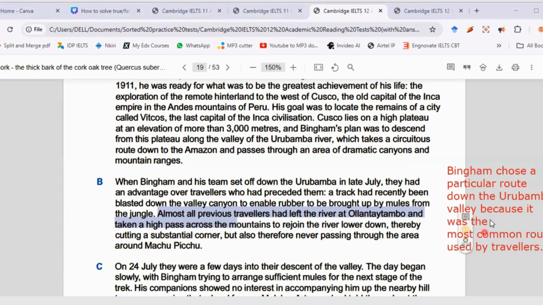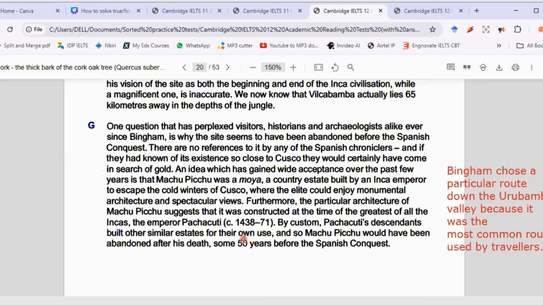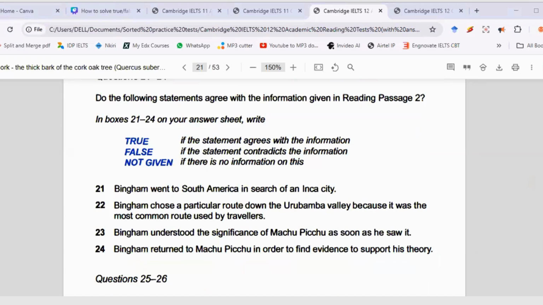He didn't choose it because of that. He chose a different route because probably it was easier. You understand now? This clearly says he had an advantage over travelers because a track had recently been blasted. And then they described that old route. So he did not follow the old route. He followed a different route that had just recently been blasted. Do you get my point now? So my answer to number 22 is going to be false. So let's write it down. Number 21 earlier on was true. Number 22 is false.